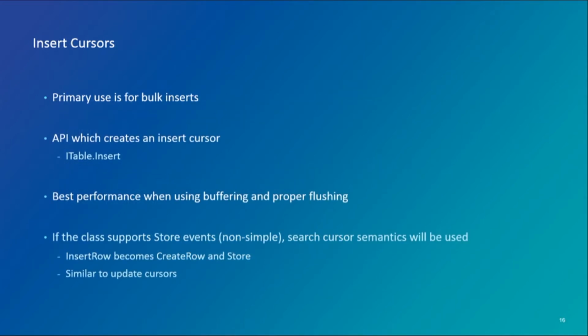The third type of class cursor was insert cursor. These are primarily used for bulk loading. The table interface can be used to create an insert cursor by calling insert. Its best performance is usually when you use buffering. And if the class does not support cursor, or does support events or requires events, then a search cursor will be used internally and you'll get no benefit.